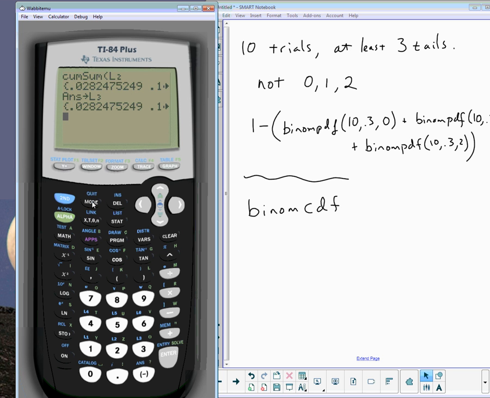So what I did was I went second list, operations. Okay, so stat and list are the same button, but with second stat. I go over to operations and I go down to cumulative sum. Cumulative sum is a nice little tool. So I did cumulative sum of list 2 and then I stored it into list 3, so that I could visualize it. Okay?